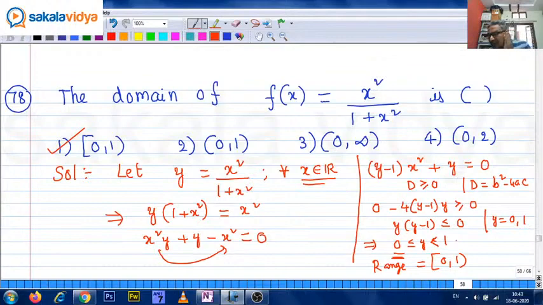If you put x is equal to 0, f of x becomes 0. See, like this, you check it now. F of 0 find, 0 by 1 plus 0, 0. So 0 is one of the values in the range. But if you put any real value, it cannot be equal to 1. So that's why 0, 1. This is the answer. Option 1 is the answer.